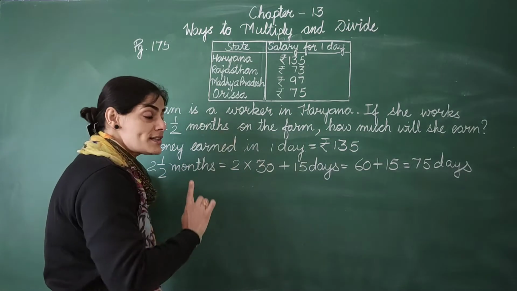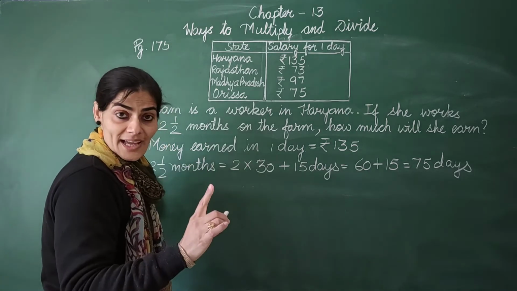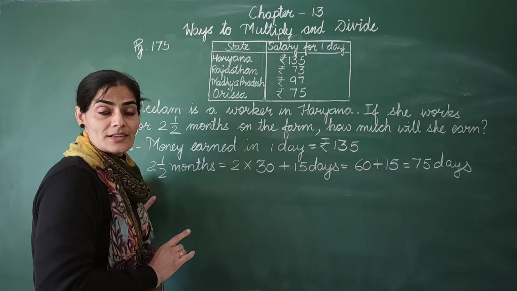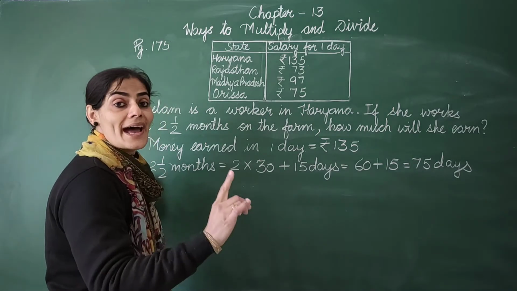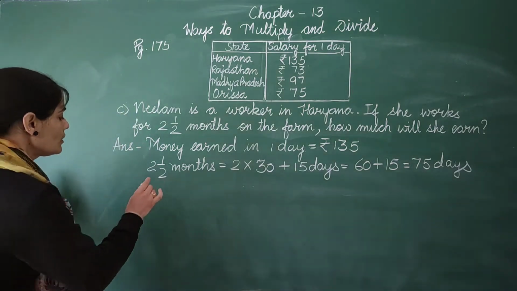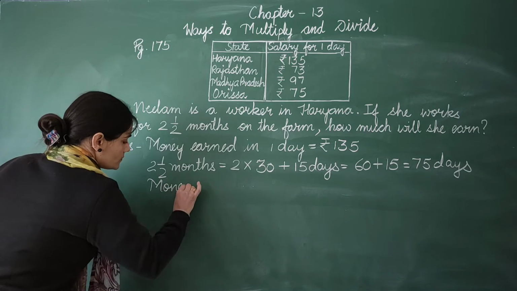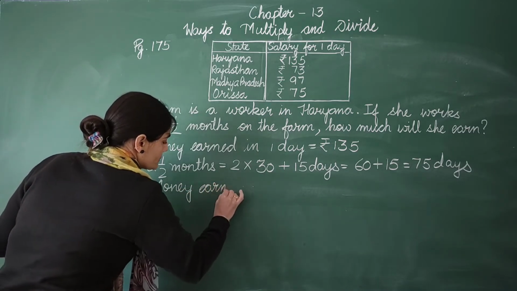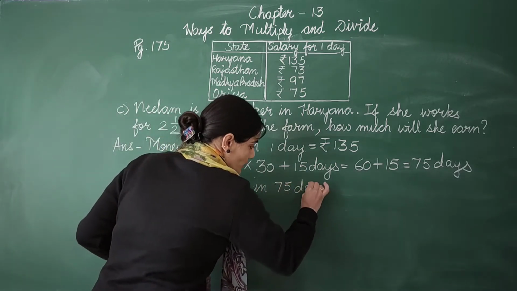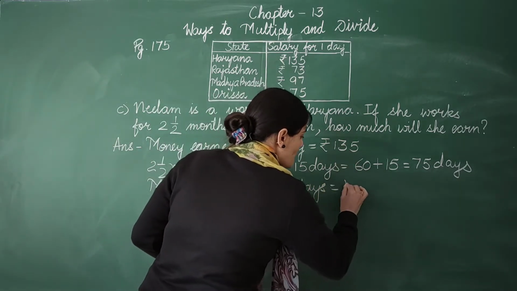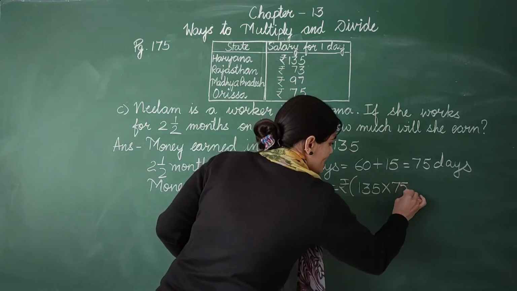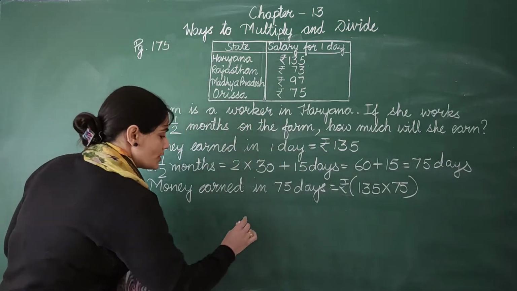Now why have we taken 30 here? Because they have not specified the months they are talking about. So we have made an assumption here that each month had 30 days. This is the reason. Clear? Now money earned in 75 days will be more. So that is why we multiply 135 by 75. So let's show the working, everybody.